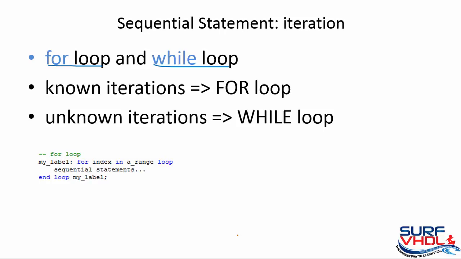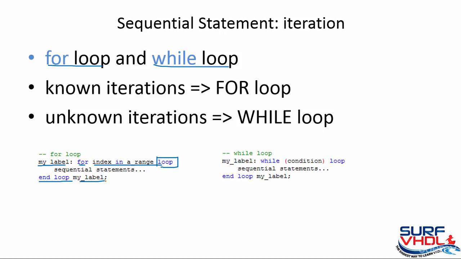The syntax of the for loop statement is an optional label, the keyword for, and a range definition, then the keyword loop, and the loop statement. The loop statement is closed with the end loop keywords and label. The syntax of the while loop statement is very similar to the syntax of the for statement. Instead of a range expression, there is a condition, and the loop iterates until the condition is false.